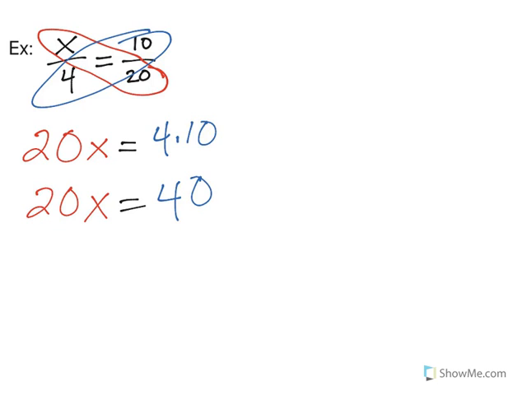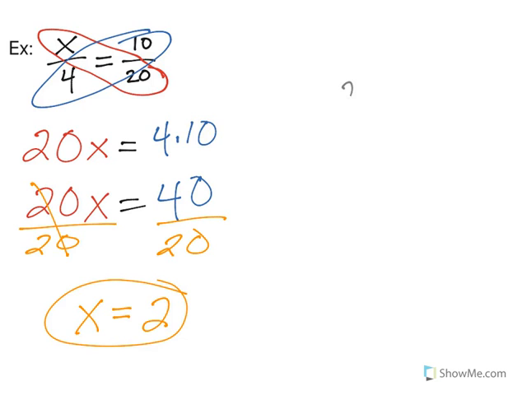And now you're solving an equation. So how do I get x by itself? Well, I divide by the coefficient of x, which in this case is 20. So 20 divided by 20 is 1, so that gives me 1x equals 40 divided by 20, which is 2. So this is the idea that 2/4 is the same as 10/20. If you think about this, 2/4 is the same as 1/2, and 10/20 is the same as 1/2. That's the idea: if we reduce both sides, we get the same fraction. That's why cross multiplying works.